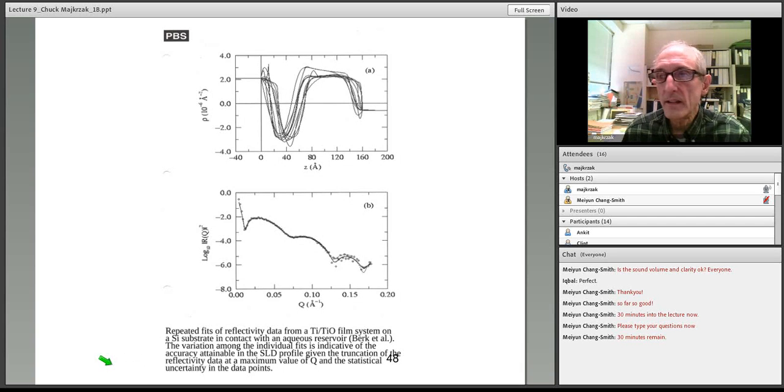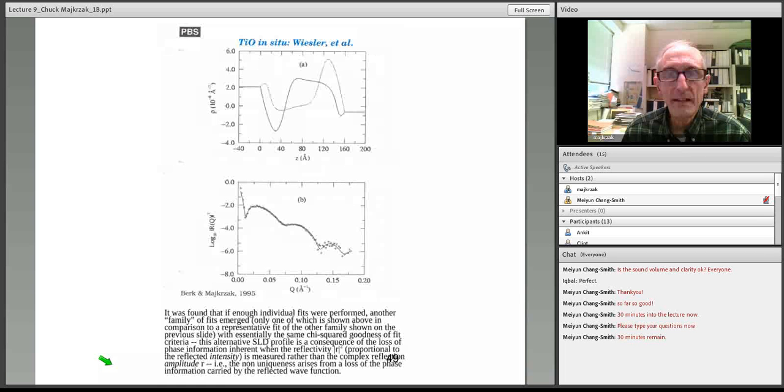But if you continue to do this kind of parametric B-spline fitting, the search of parameter space, we find there's a whole other family of curves that fit exactly equally as well this reflectivity data. Well, this profile is way different than that profile, and only one of these is physical and real. And this illustrates dramatically the problem with not having phase information.